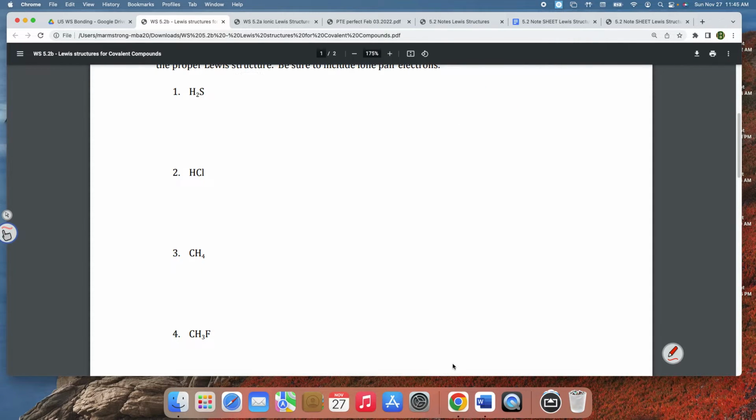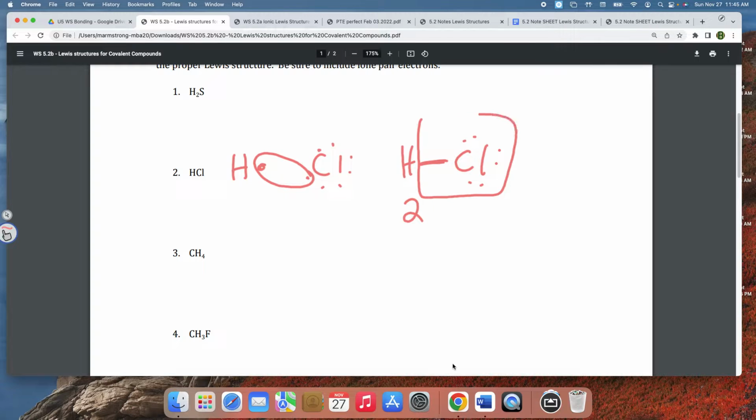Let's move on to HCl. H has 1 valence electron, Cl has 7 valence electrons. If those two share, then we have H, Cl, and we'll count. Hydrogen needs to have 2 valence electrons, and it does. The 2 are in there. And then we look at chlorine. Chlorine needs to have 8. Remember, hydrogen's the exception. Chlorine wants 8, so it has 2, 4, 6, 8. So the answer is that.